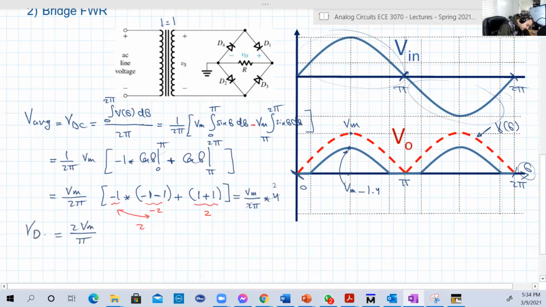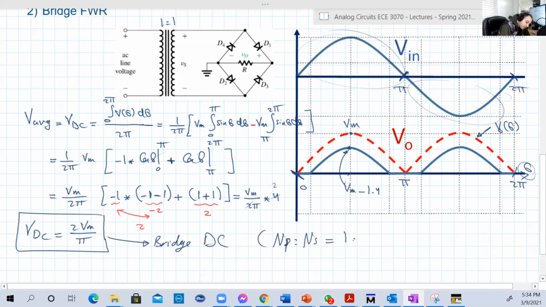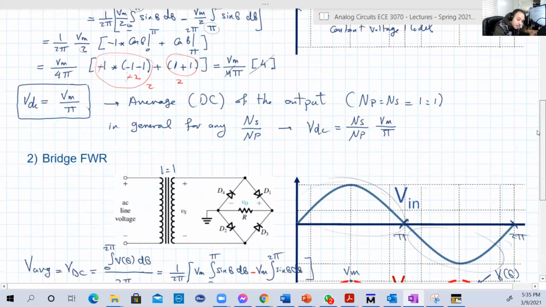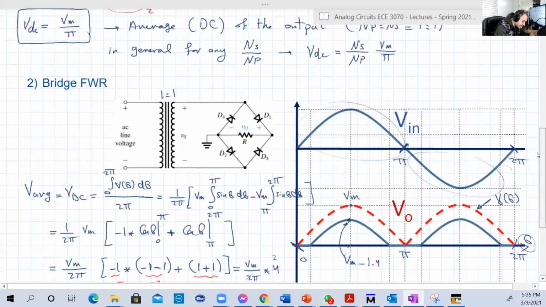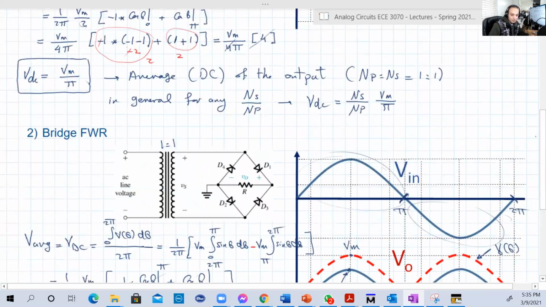This is the DC in case of the bridge rectifier, with NP to NS equal to 1 to 1. So with the same turns ratio, the bridge gives double the center tap rectifier. So basically, you will not find the center tap in practice. It's always better to implement the bridge rectifier. It really beats that design, which is the center tap. But the center tap is a normal evolution.